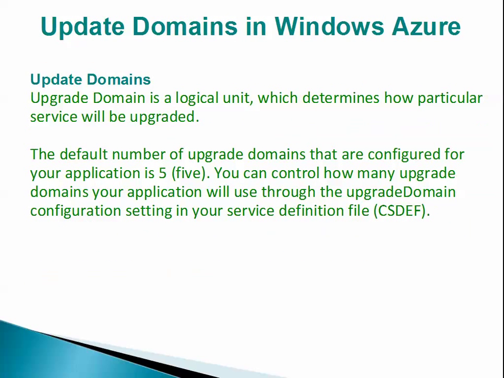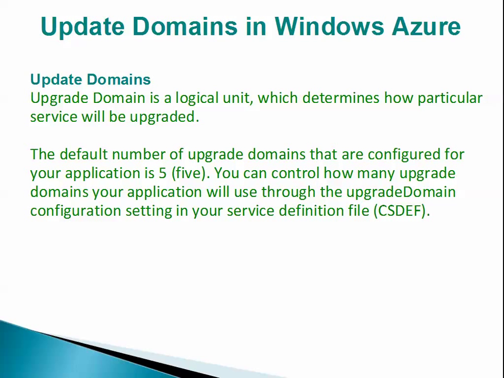Update domain. This is similar. Basically, a fault domain is the physical unit, and an update domain is the logical unit. It also segregates the different servers and creates update domains, and the fabric controller will handle that for us also. But one point here is that by default, 5 update domains will be assigned to one application, one cloud service.